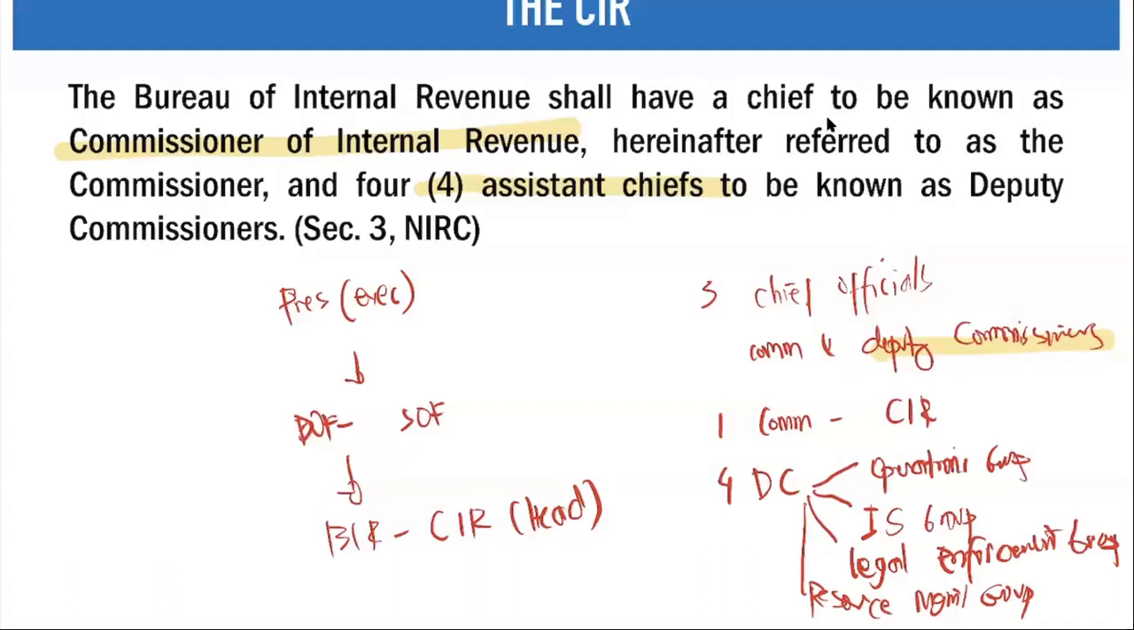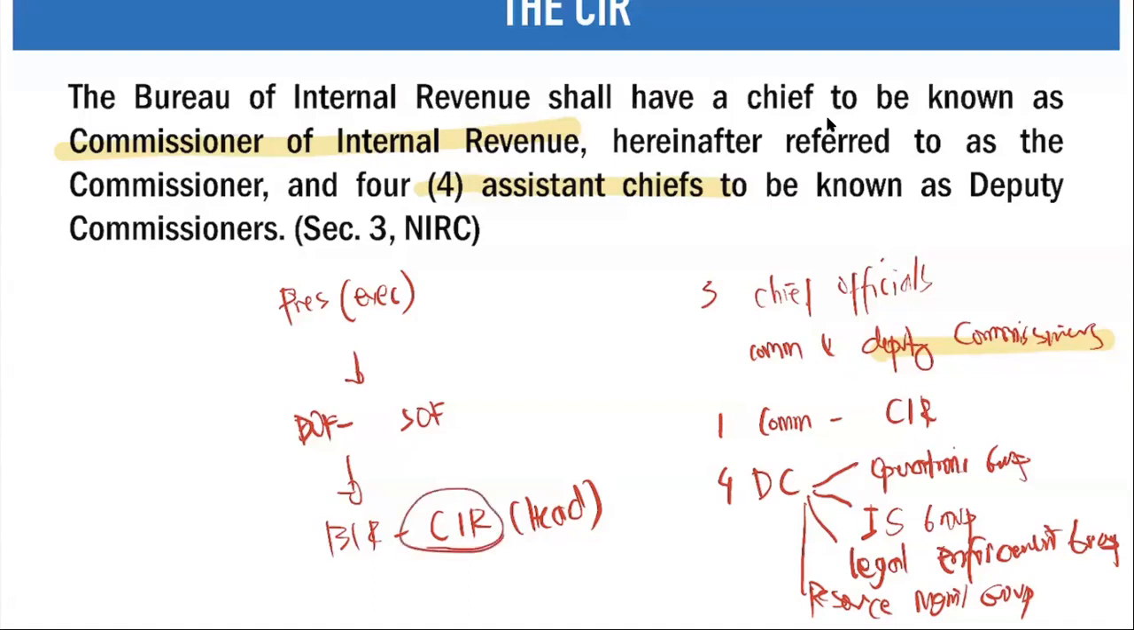So what are the four groups in the BIR? We have your operations group, and then we have your information systems group, we have your legal enforcement group and your resource management group. So the deputy commissioners will now head a particular group. Take note of that.